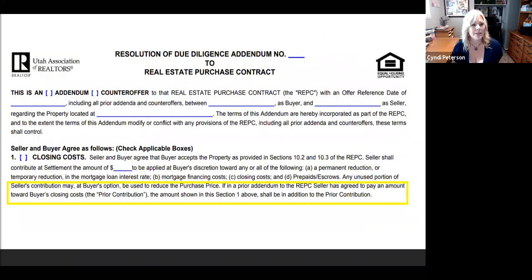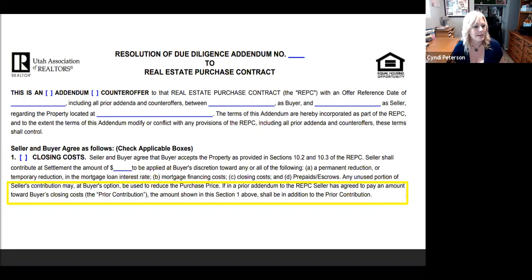Okay, so this is your resolution of due diligence addendum, and this is a form that is approved through the UAR and the division. So just so you know, it should be on your MLS forms. So when you're filling this out, there's a couple sections to this that you need to make sure that you are checking or not checking.